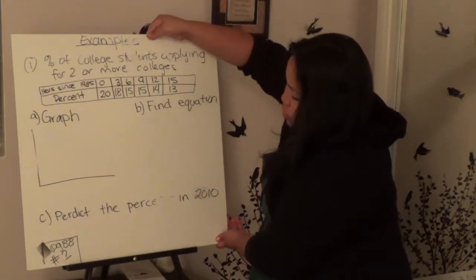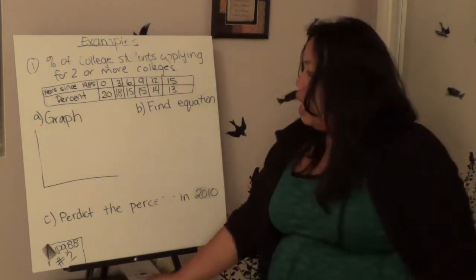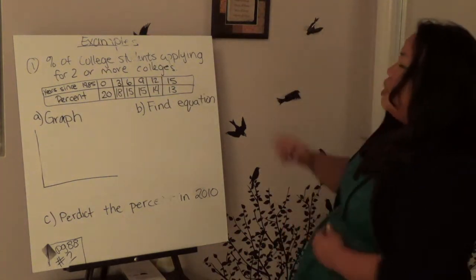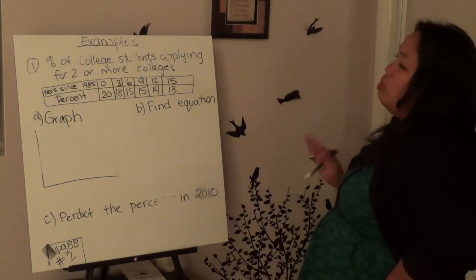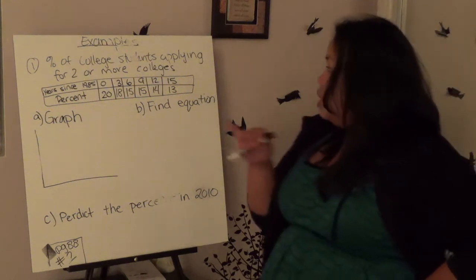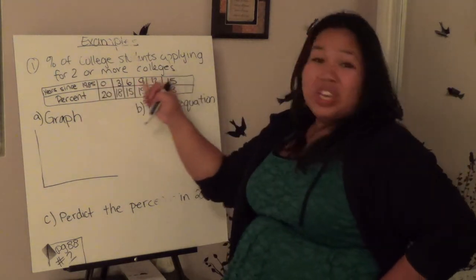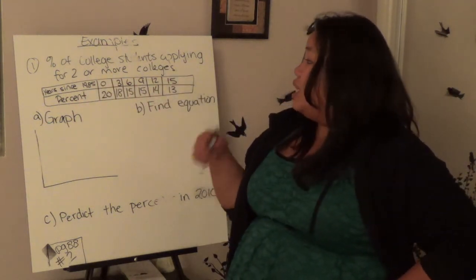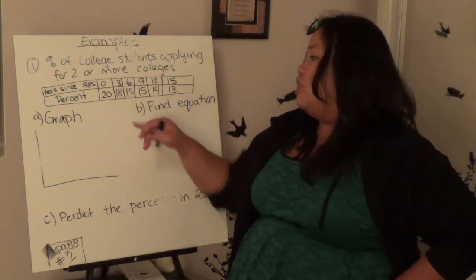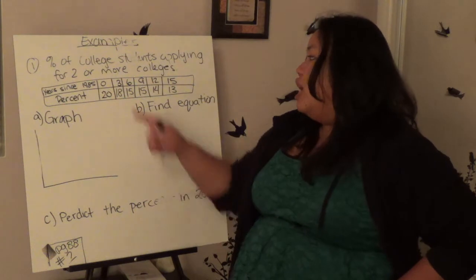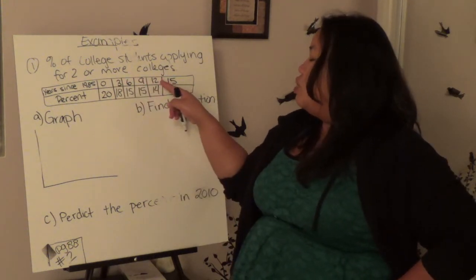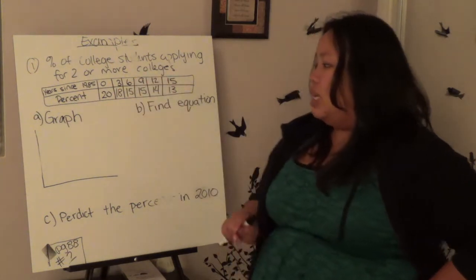So here is our first and only example, actually, and it's giving us the percent of college students applying for 2 or more colleges. Sometimes on this one they're going to give you the actual year, but it's easier if they give us years since. That means they started calculating this information since 1985, and this will tell you how many years. So if I wanted to know what year this represents, I'm going to add 12 to 1985.